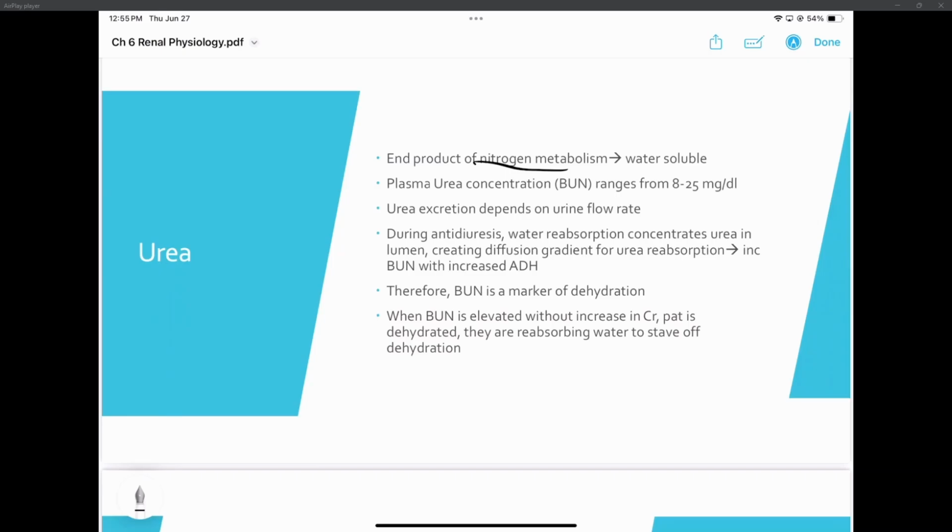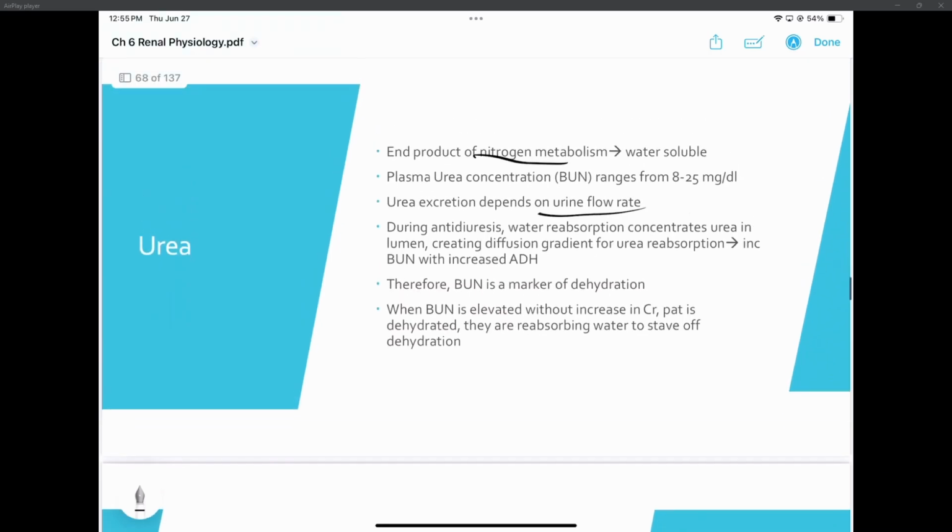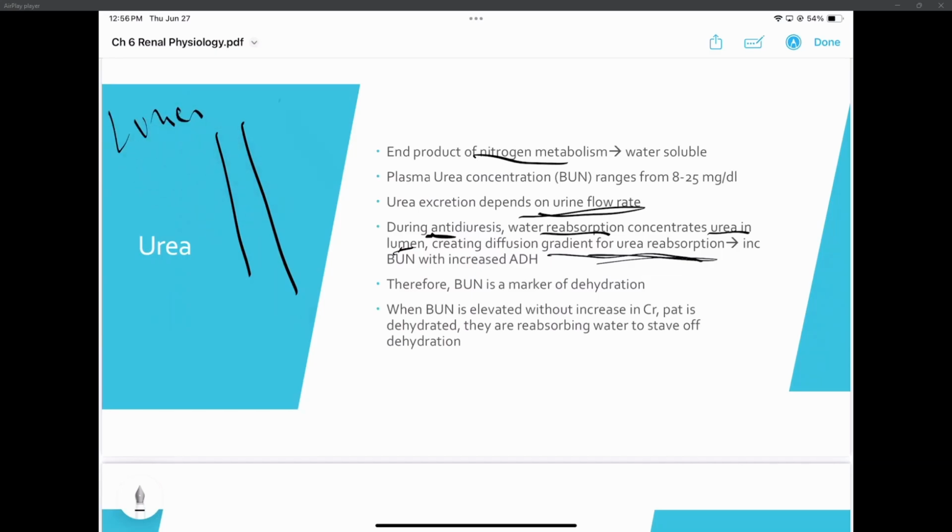Urea excretion depends on the flow rate, on urine flow. During antidiuresis, we're going to reabsorb all that water. Urea concentrates in the lumen. Therefore, we have a diffusion gradient for urea reabsorption. So remember, we have the lumen and we have the blood. In this case, we have a diffusion gradient for urea reabsorption, increased BUN with increased ADH.